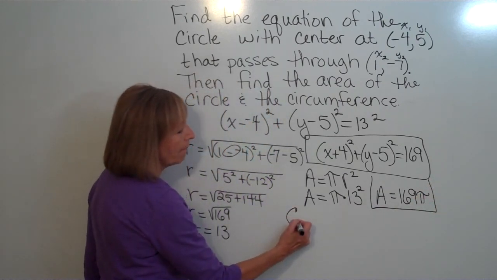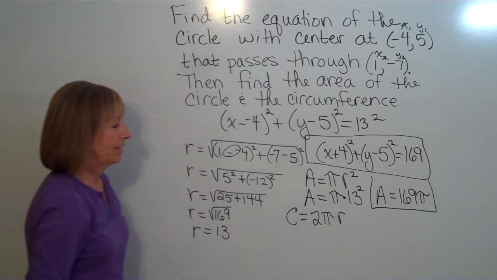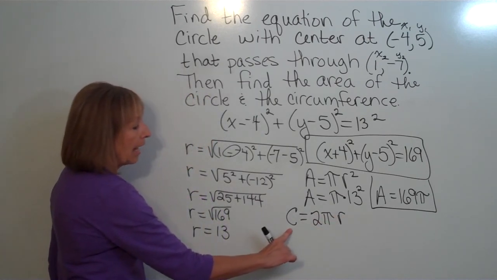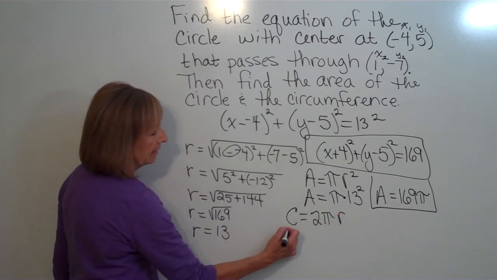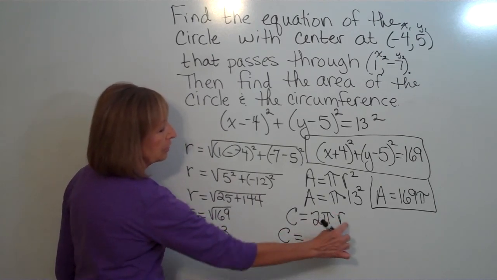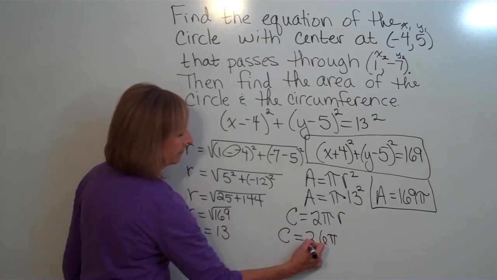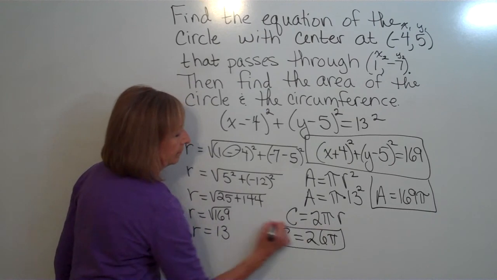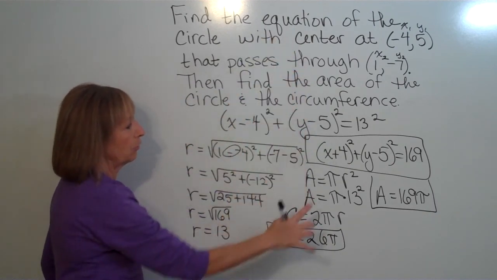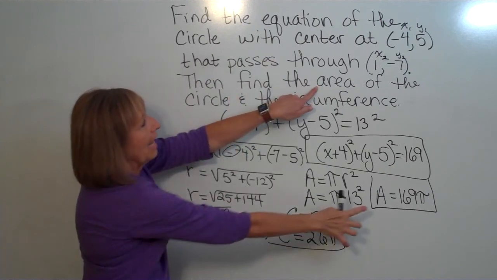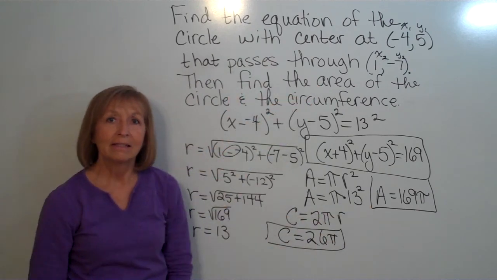And then the circumference is 2 pi r. So I have my circumference is 2 times pi times my radius of 13. The circumference is, well, 2 times 13 is 26 pi. And then I double check to make sure I found everything. I have my equation, I have the area, and I have the circumference of my circle.